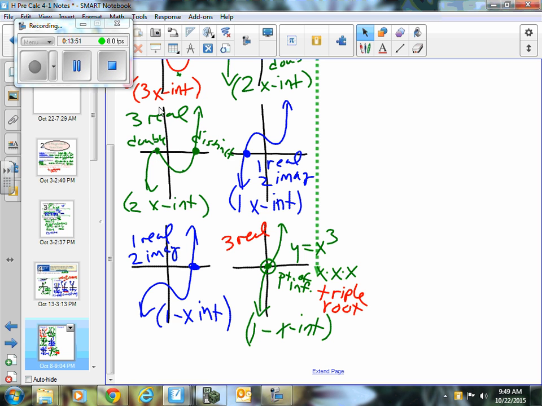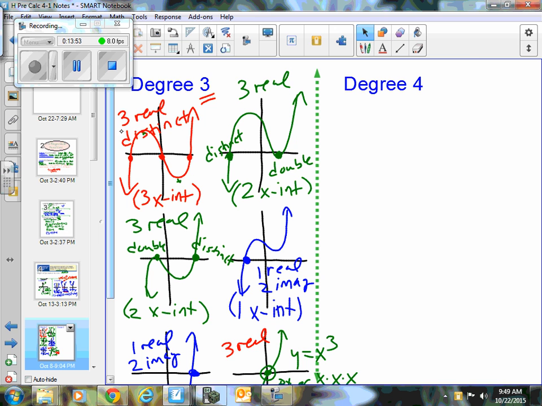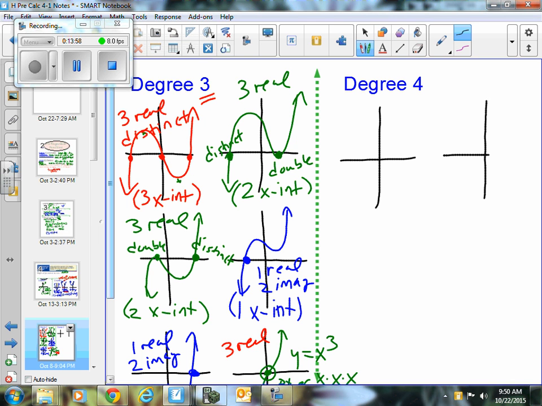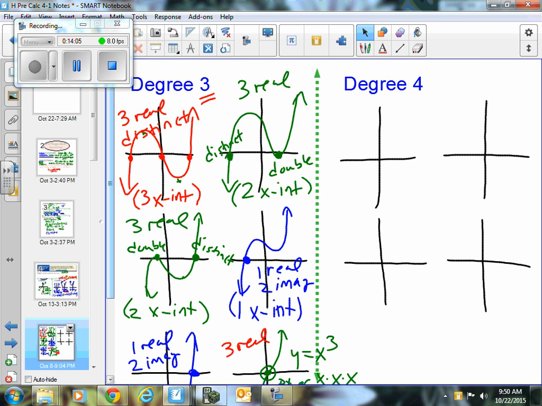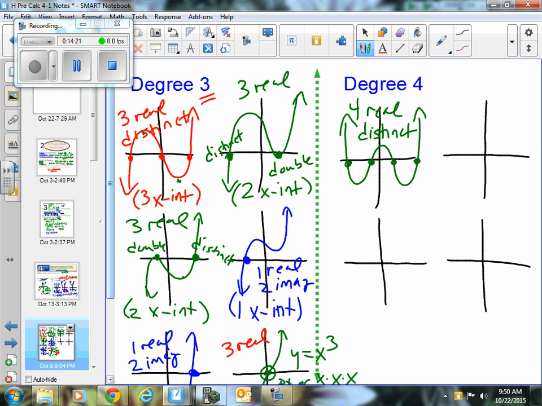Okay, so degree 4. Let's talk about degree 4 for a second. There's so many different graphs that can happen for degree 4. So I want to talk through some of these. For degree 4, think of the W shape. So the shape of the letter W, that's a really good way to start. So a W can cross 4 times. So if it's symmetric, I'm going to do one that's symmetric first. It can cross 4 times. So that would be 4 real. And they are distinct because those are all 4 in different places. So 4 real distinct solutions. You have 4 x-intercepts.